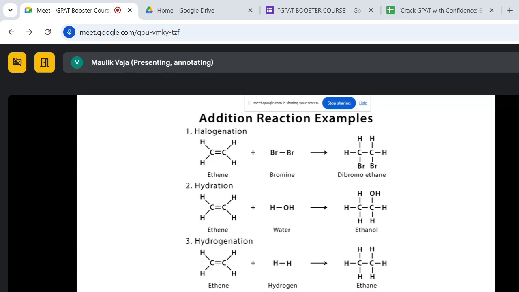Except this, you have also learned Markovnikov addition, anti-Markovnikov addition, and other reactions. Like if HCl is added, chloroethane will be produced. So this is about addition reaction. Here substitution is not possible. The general scenario is that alkenes undergo addition reaction.